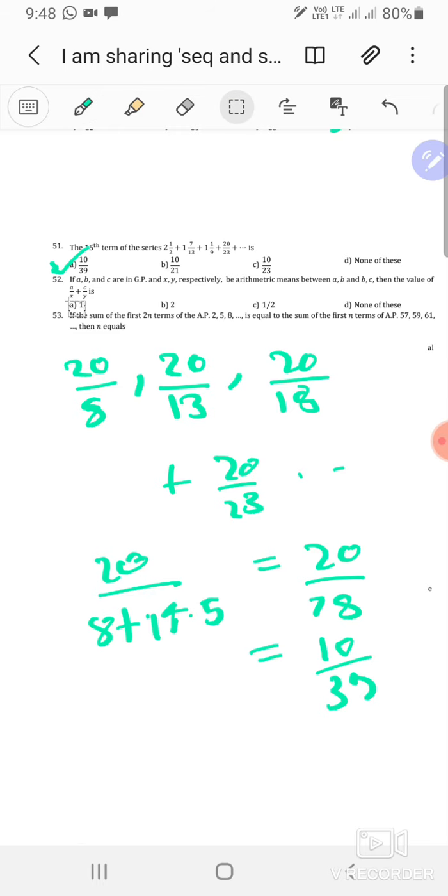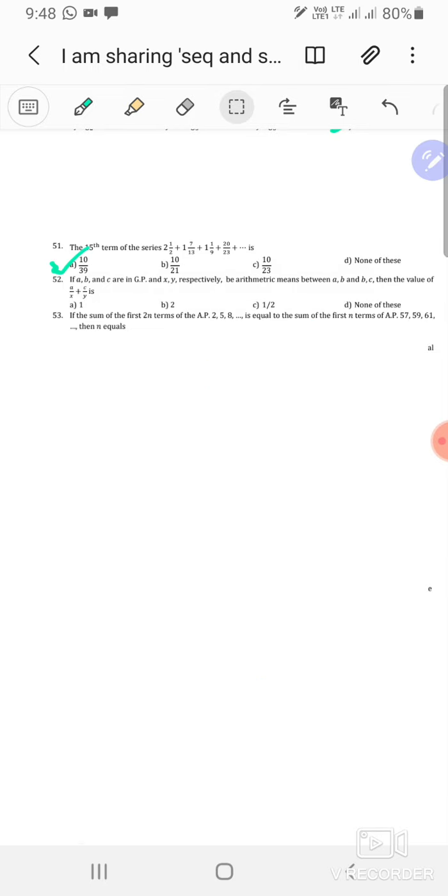Let's move on. So the next question is, if A, B, C are in a GP and X, Y respectively are the arithmetic means between A, B and B, C, then the value of A upon X plus C upon Y is. So first of all, let's just write some equations. You have that B squared is equal to AC. You also know that X and Y are the arithmetic means between A, B and B, C. So 2x is equal to A plus B, and similarly for y.